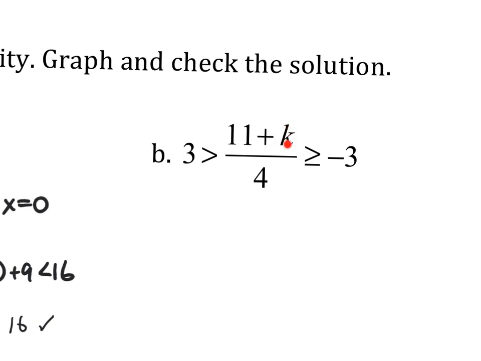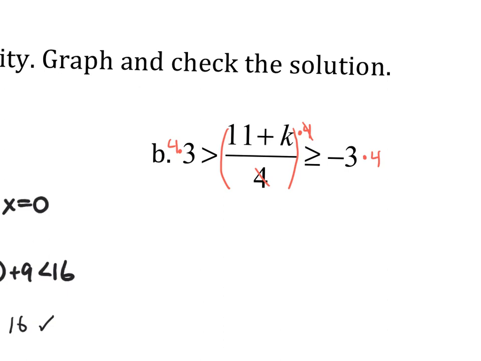So if I'm looking at this k and I want to get it by itself, I need to do two things. Number one, I need to get rid of the divide by 4. Then number two, I need to get rid of the add 11. I'm going to do this shorthand here, but if on the inside I multiply by 4 in order for the 4's to reduce, I have to do the same to the outsides as well. Whatever I do to the inside, I do to the outsides as well.